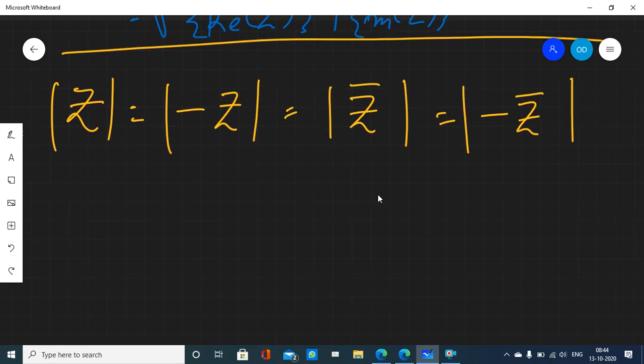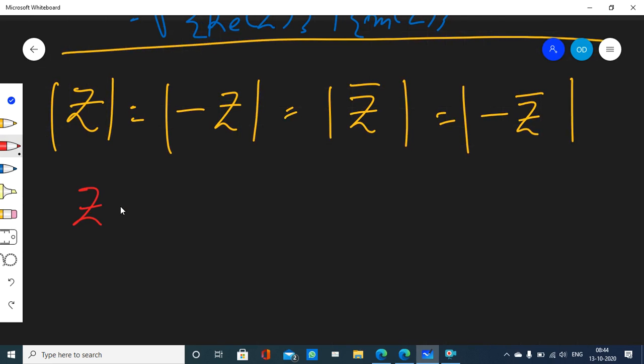Very simple. Clear? Yes, sir. If Z is equal to a plus ib, then Z conjugate will be a minus ib. Minus Z will be what? Minus a minus ib. Remember? Just multiply minus with Z.